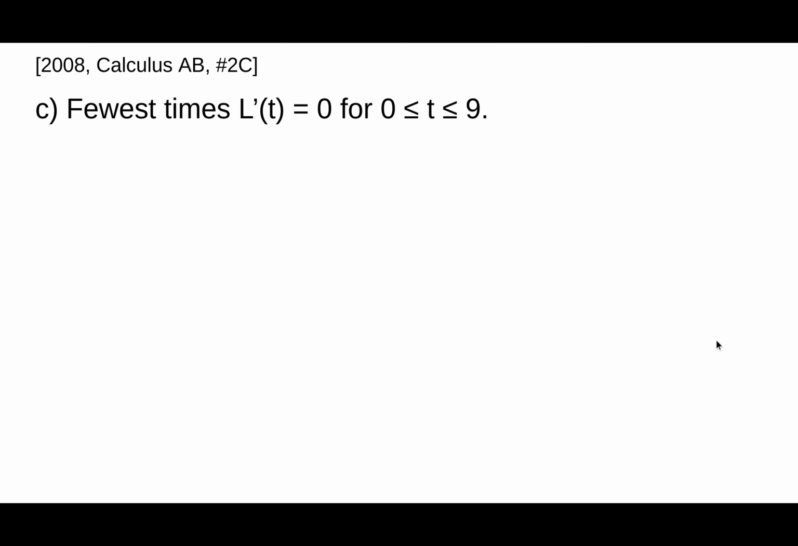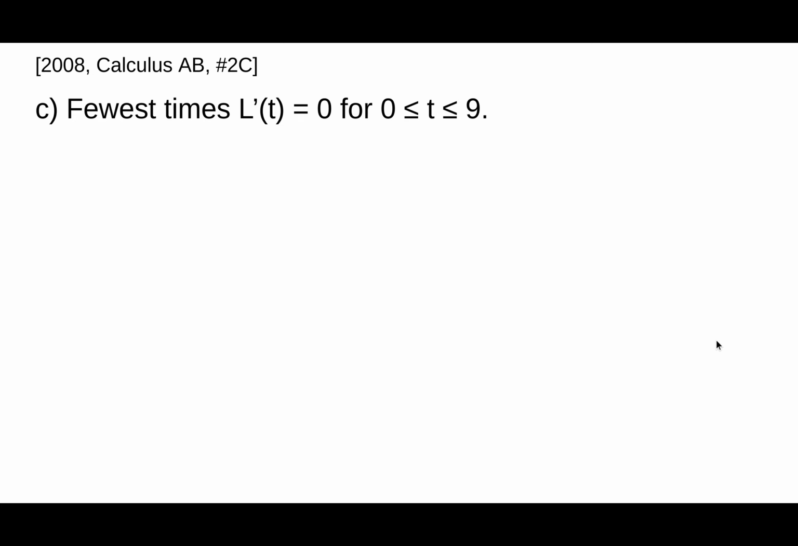In part C, we are asked to determine the fewest possible number of times that L prime of t could equal 0 over the interval from 0 to 9. This is kind of a tricky question. The table that we have is for L of t, not L prime of t. So we can't just look at the table and say, well, it goes from positive to negative here and negative to positive here. We can't do that. We can't just count that from the table.